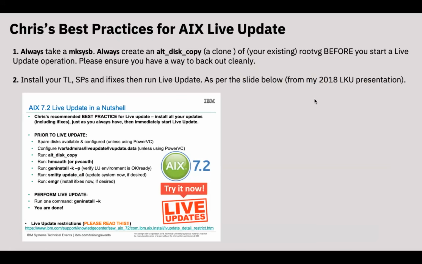But with Live Update, I also recommend that you take a clone of your existing root volume group. So use alt_disk_copy to create a clone to the spare disk before you start the Live Update operation. This way you have a nice, easy, clean way to back out should you run into any problems. Yes, you can use the mksysb and recover it from NIM, for example, but having a boot disk sitting there waiting is a much faster, cleaner and more efficient way of getting you back to a known and working state.